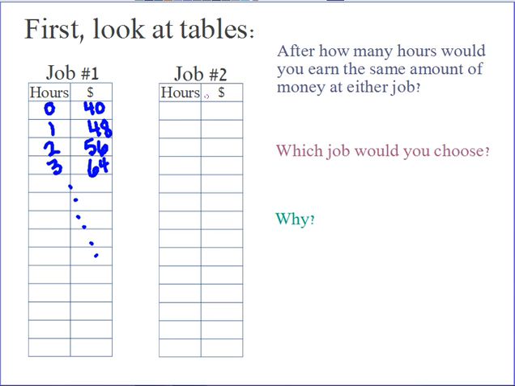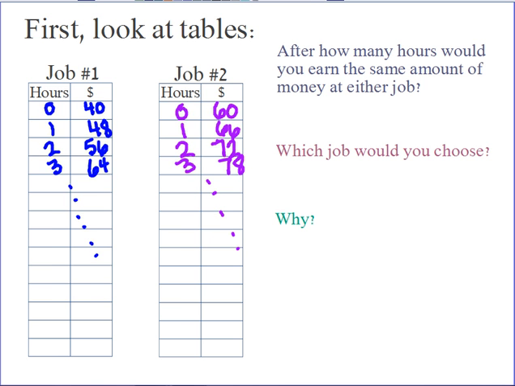Job number two, on the other hand, was offering us a signing bonus of $60. So after 0 hours, I made $60. After working 1 hour at $6 per hour, I'm going to make $66. After 2 hours, that's going to be $72. And after 3 hours, that's going to be $78. We're going to finish filling out this chart too. I want to look at after how many hours I would earn the same amount of money regardless of which of the jobs I choose.